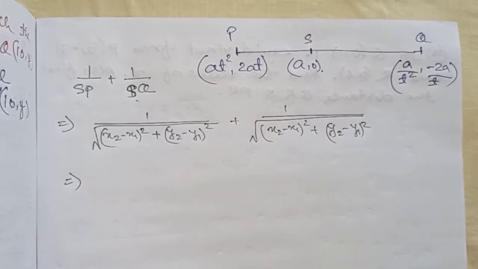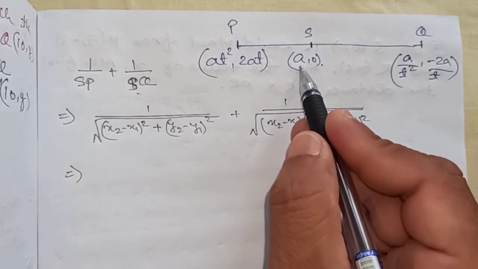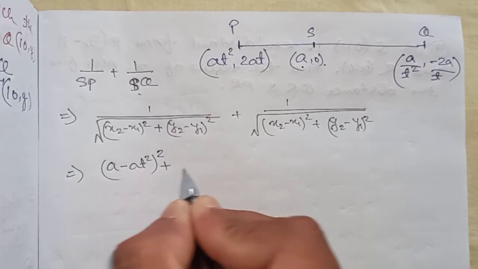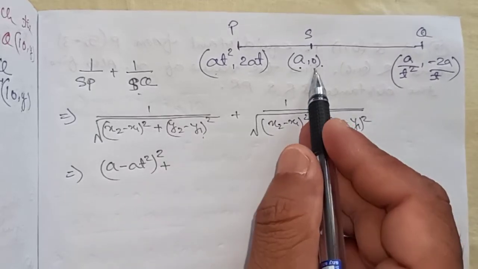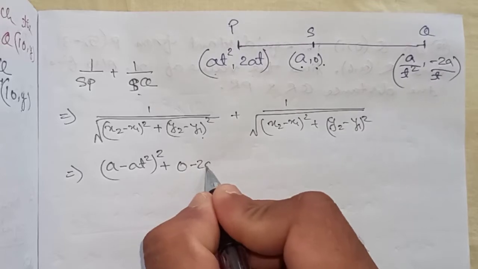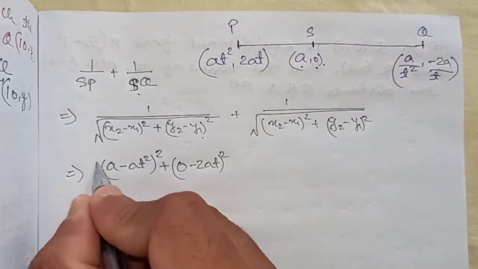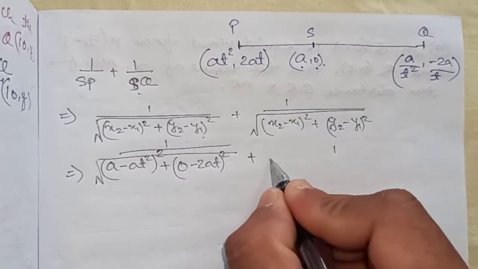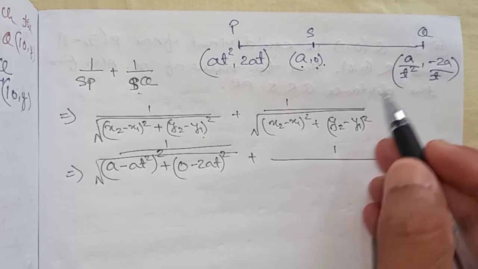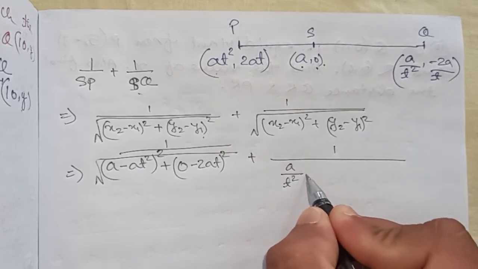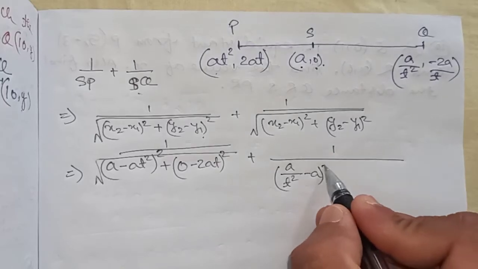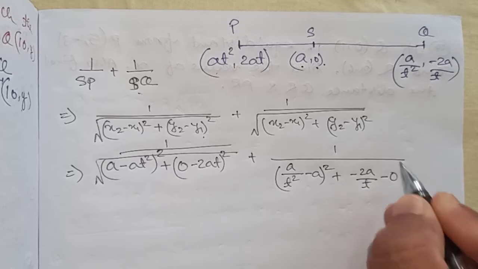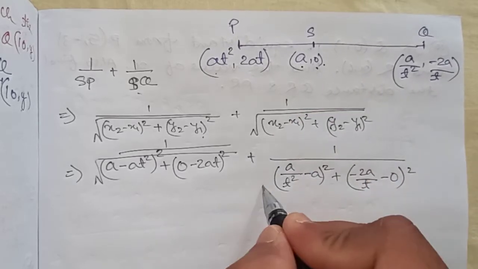Now substitute the values. X2 is a, minus at square, whole square, plus y2 minus y1 is 0 minus 2at, whole square root, plus 1 divided by x2 minus x1, which means a by t square minus a, whole square, plus minus 2a by t minus 0, whole square root.